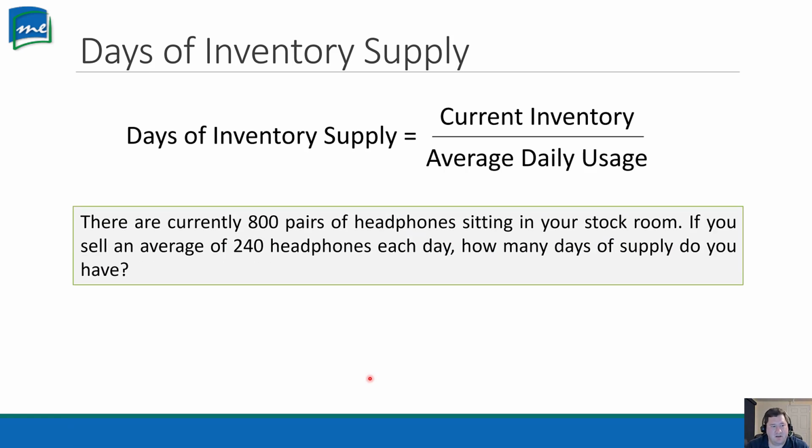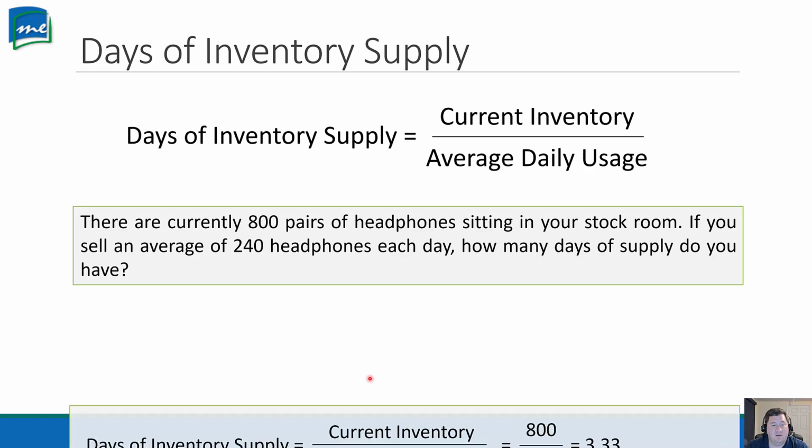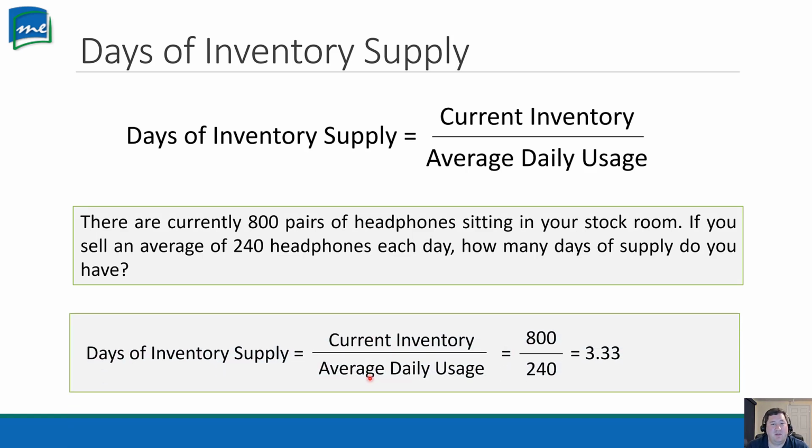So let's go on to this scenario here. There are currently 800 pairs of headphones sitting in your stock room, so our current inventory is 800. If you sell an average of 240 headphones each day, how many days of supply do you have? Well, the average daily usage would be that 240. So that comes up to 3.33 days of supply.